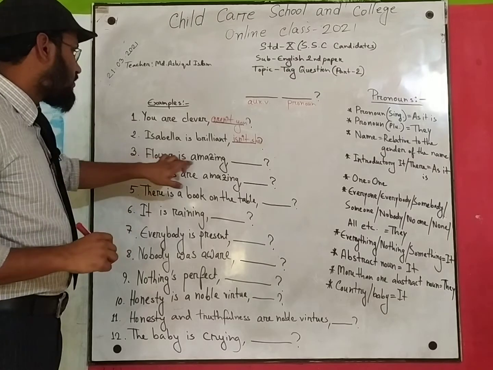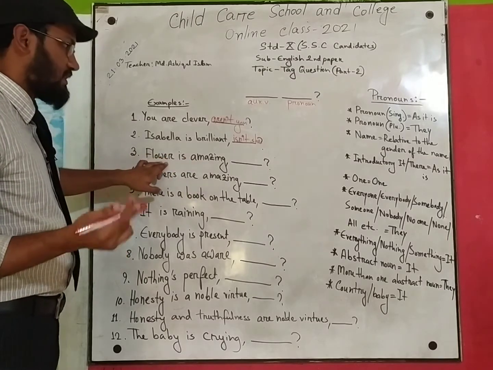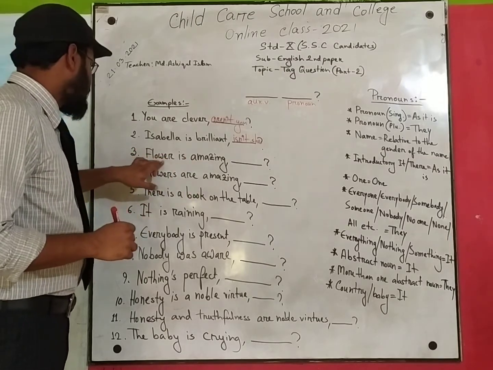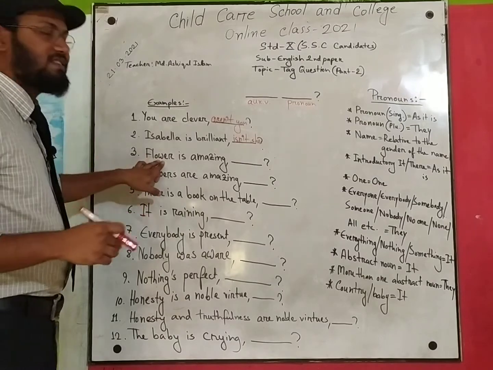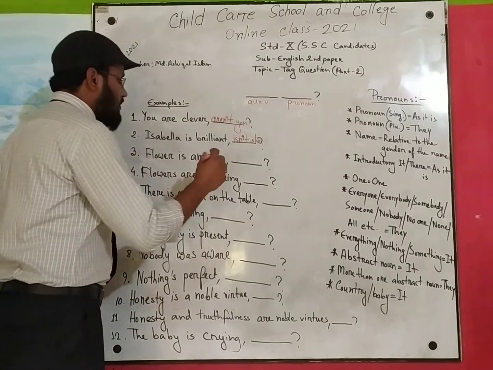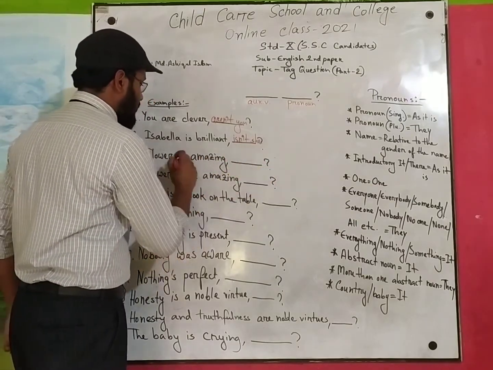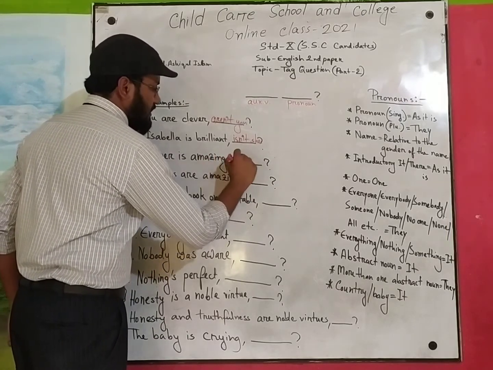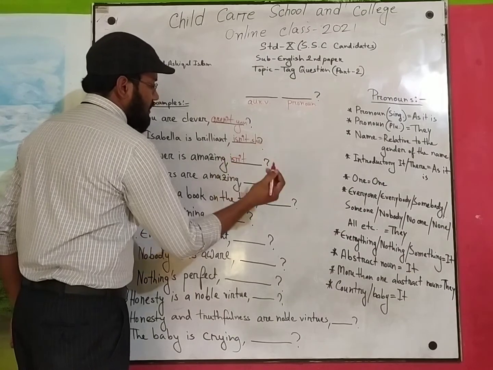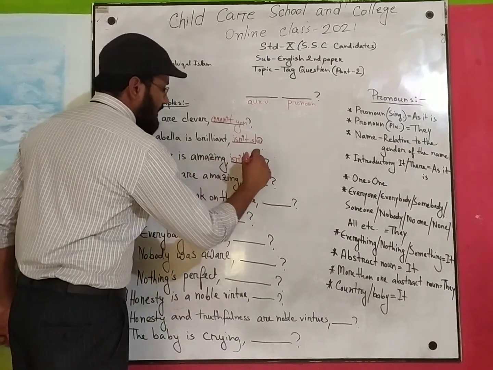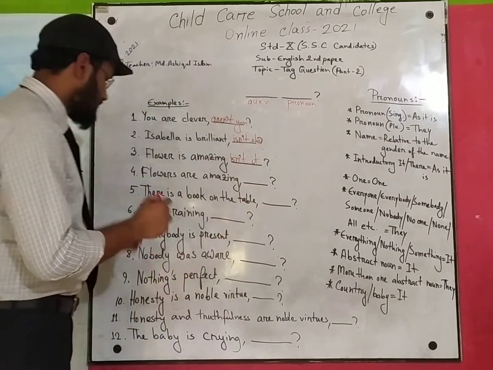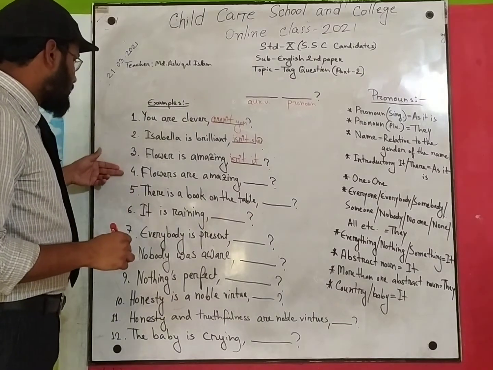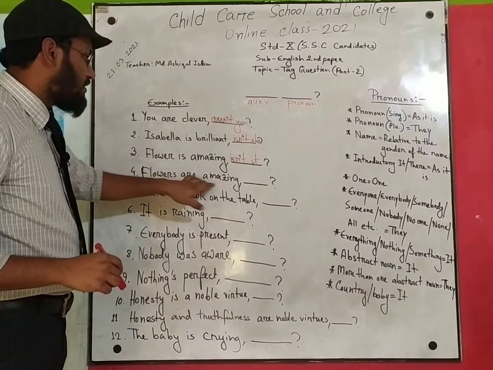Let's move on to the third one. It says, flower is amazing. Now flower is an object or a thing, and you can clearly see it's singular, so our pronoun will be it, you know it already, and the auxiliary verb will be is, and it's in affirmative sense. Our answer would be in negative sense. Isn't it?